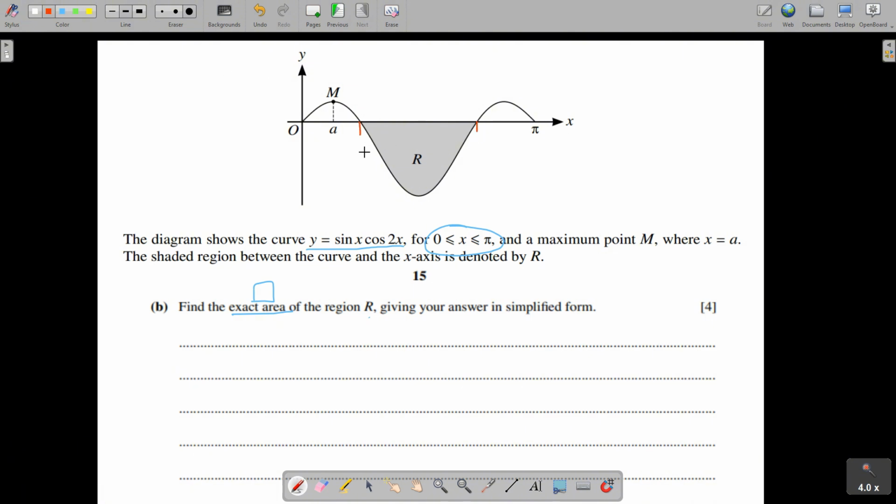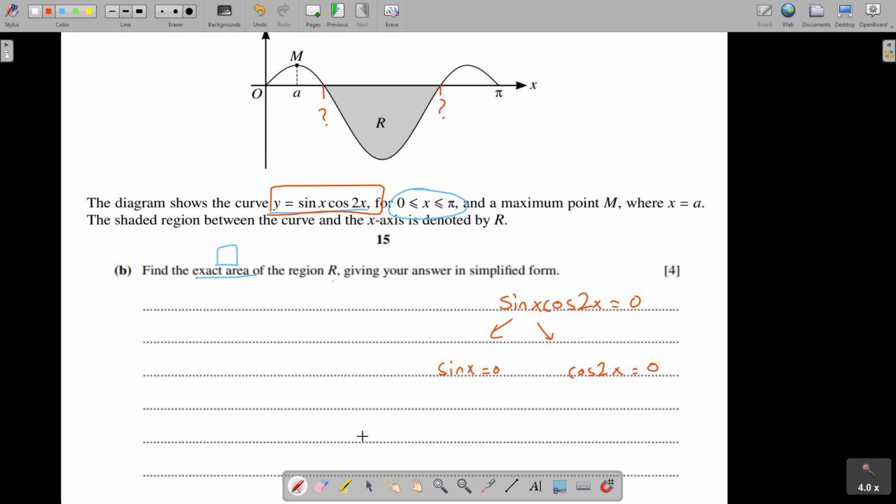So I will just determine these two things right here, and these are just the x-intercepts of this curve right here. So what do we do to find x-intercepts? We just equate it to 0 because y is 0 in that place. So sin x cos 2x should equal 0, which states that either sin x is equal to 0 or cos 2x is equal to 0.